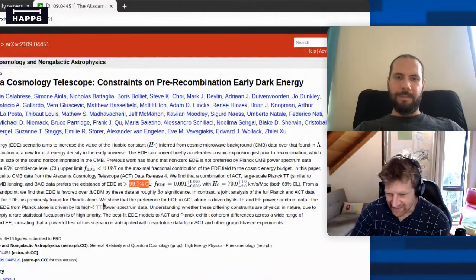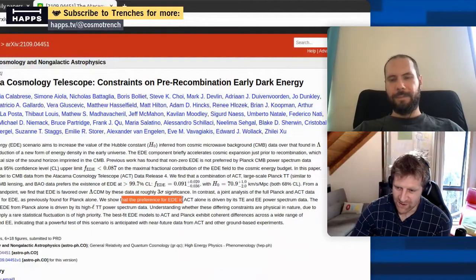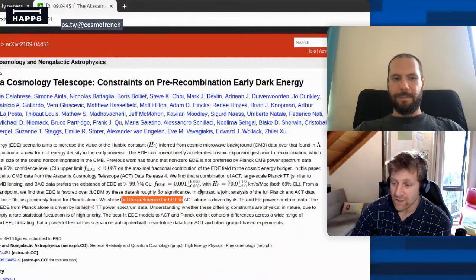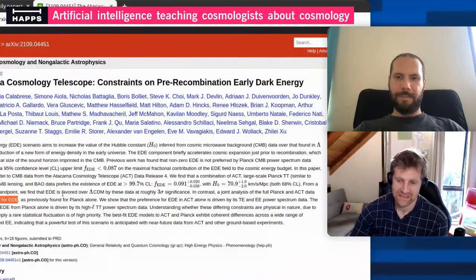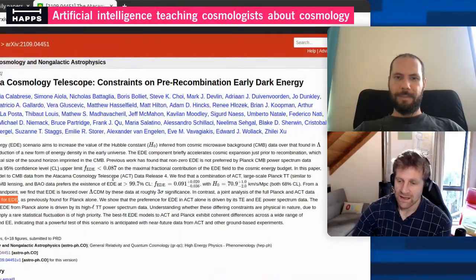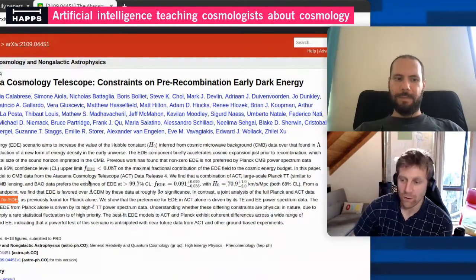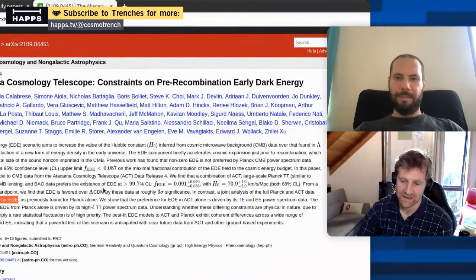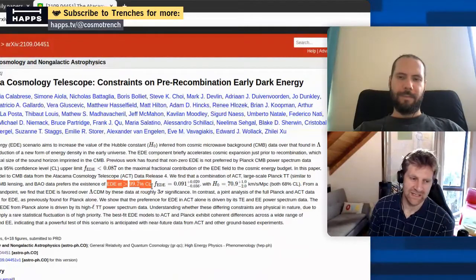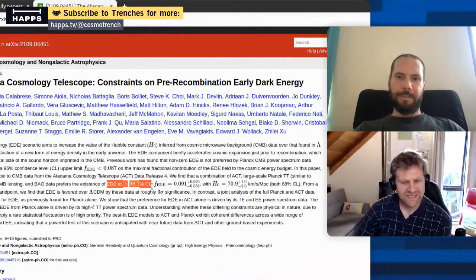But then later on, they say that the preference for, where was it? In contrast, a joint analysis of the full Planck and ACT data yields no evidence for early dark energy. So when they remove the polarization from Planck and don't consider the polarization, they get this very strong evidence for early dark energy. But then when they add polarization in, it goes away. So there's some mystery going on there.